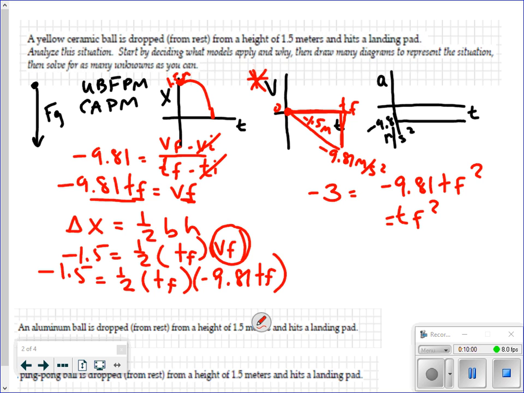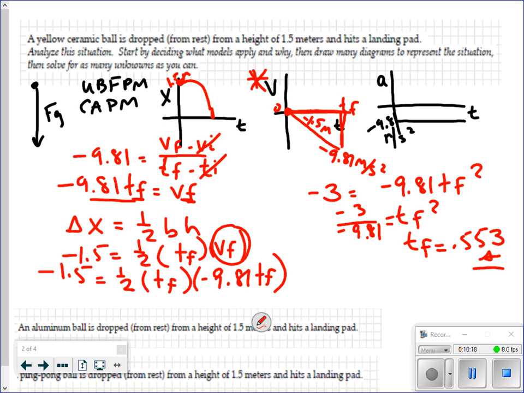TF squared equals... oh, I never did that part. Whoops. Equals something, some value. -3 minus negative divided by -9.81. And when I finish up in the calculator, I'm going to get 0.553 seconds.